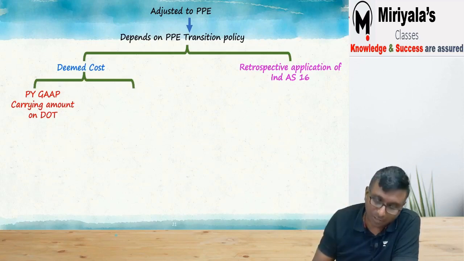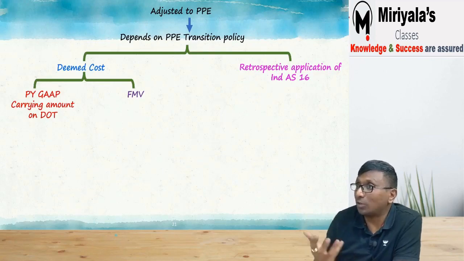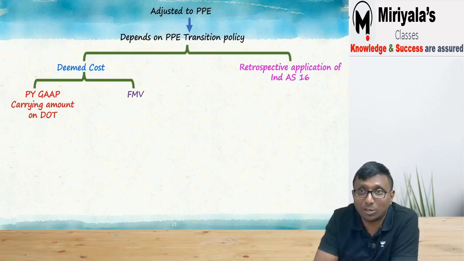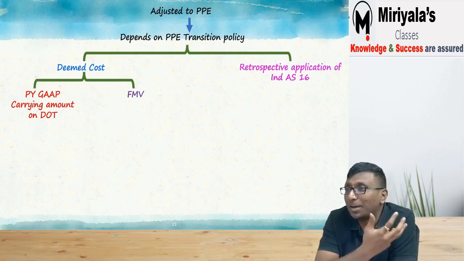Sit quietly; that's all. No sir, I want to go by the FMV method. Fair market value on the date of transition can be taken as deemed cost. You can measure. Anyhow, you are measuring at fair market value. Correct. Then what happens to the book value?